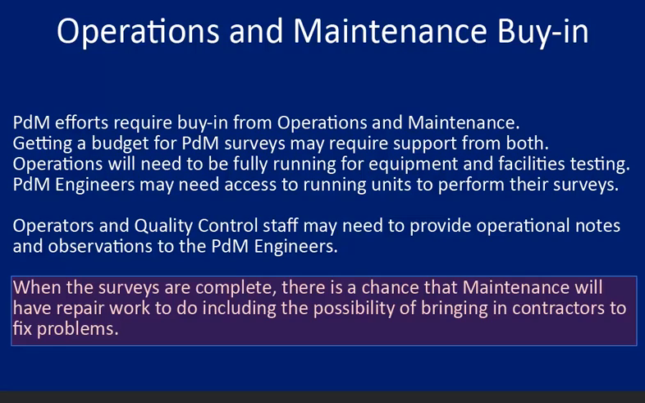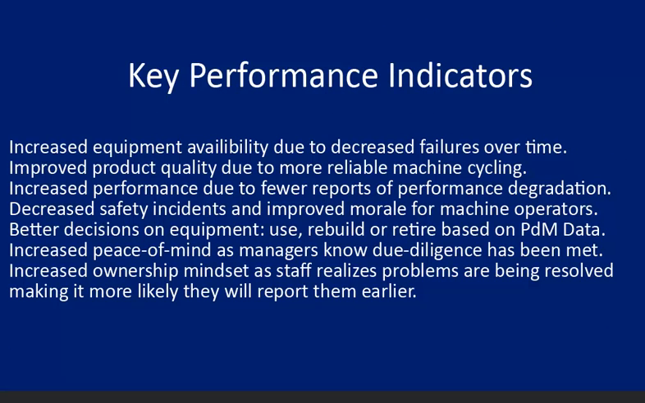And then when the surveys are complete, there is a chance that maintenance staff will have repair work to do, including the possibility of bringing in contractors to fix problems. Here are some key performance indicators that you might find. Increased production equipment availability due to reduced catastrophic failure over time. Increased product quality due to more reliable machine cycling. Increased performance due to fewer reports of equipment performance degradation. Decreased safety incidents and increased morale due to happier, safer machine operators.